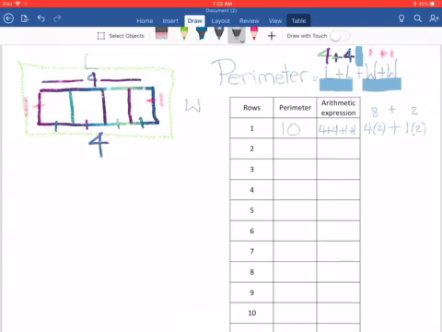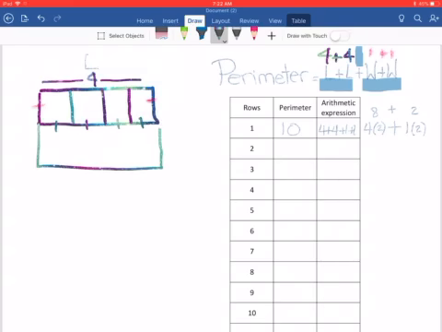Okay, so what happens if I add another row of 4 tiles? 2, 3. Okay, my length stays 4 at the top, and my length stays 4 at the bottom, because I just added another row.